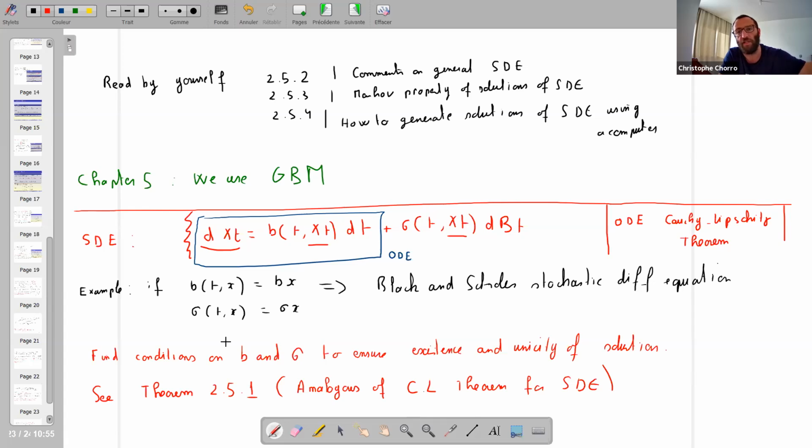Using this integration by parts formula, I proved the existence and the uniqueness of the solution of the Black-Scholes stochastic differential equation. And I made some comments on more general stochastic differential equations. I want you to read by yourself the end of chapter 2. And in the next video, to conclude, I will do the chapter concerning Girsanov and the martingale representation theorems. So see you next week.